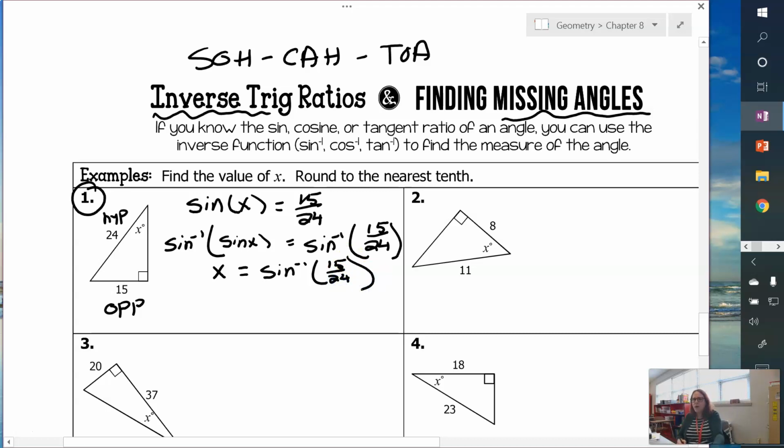Okay. So now I grab my calculator. This is ready to go in the calculator. I'm going to push the second and then the sine button. That gives me inverse sine. I'm going to put in 15 over 24. So what I've entered in my calculator is exactly what I have written down here. I press my enter button and my answer is 38.68. I'm going to round this. So x equals 38.6 degrees.